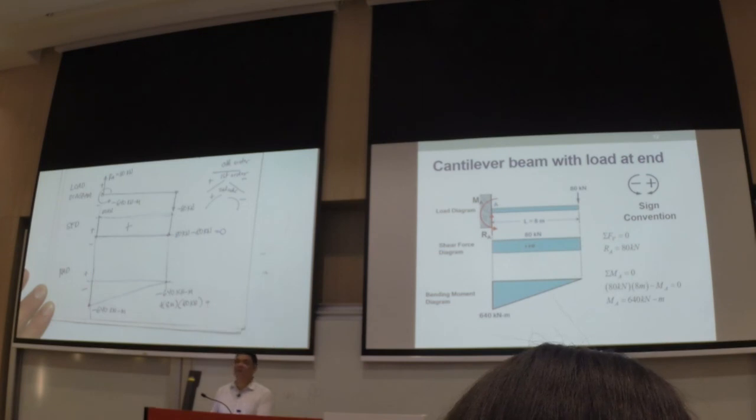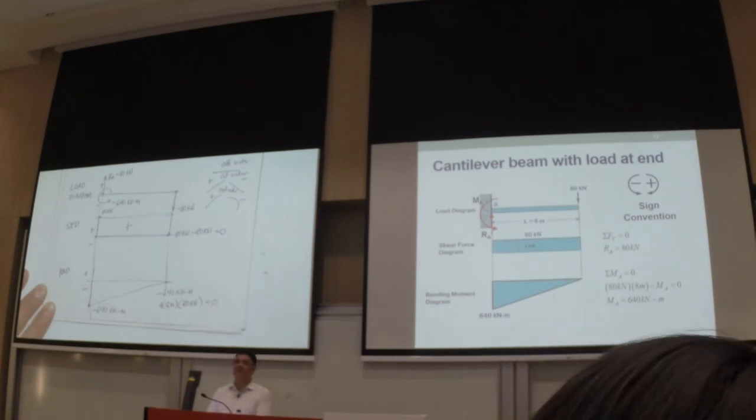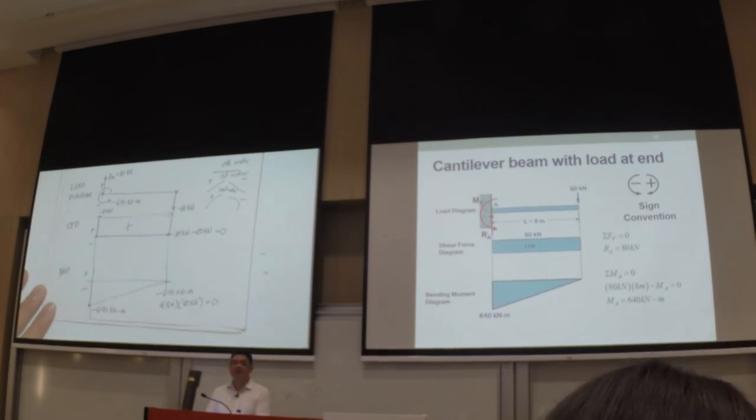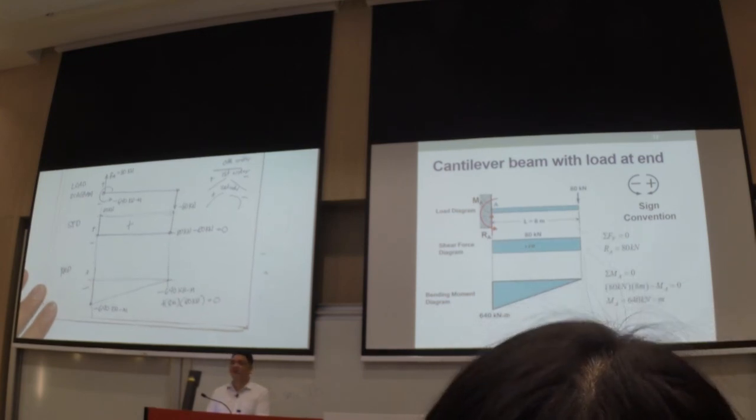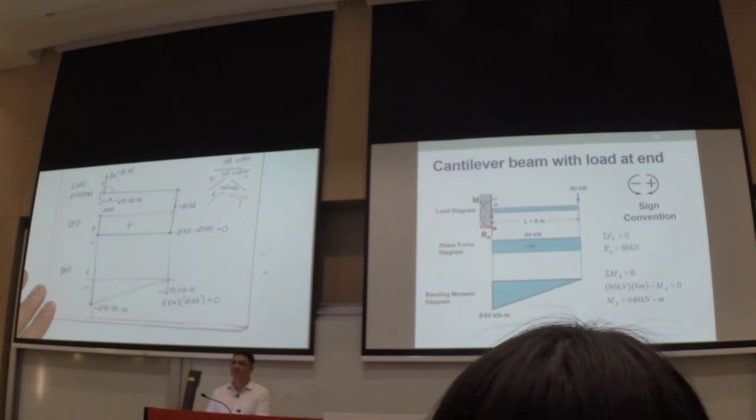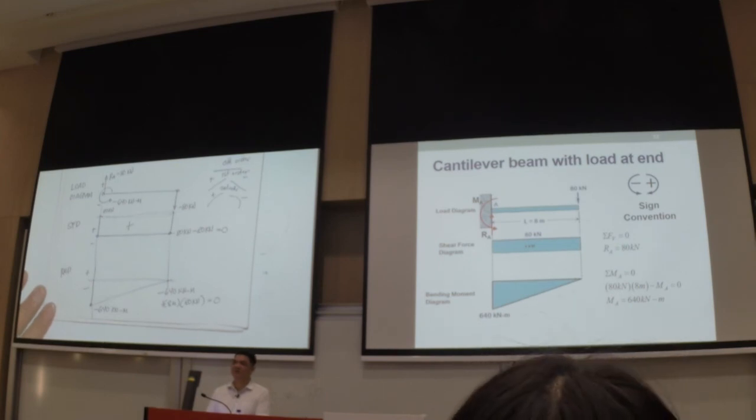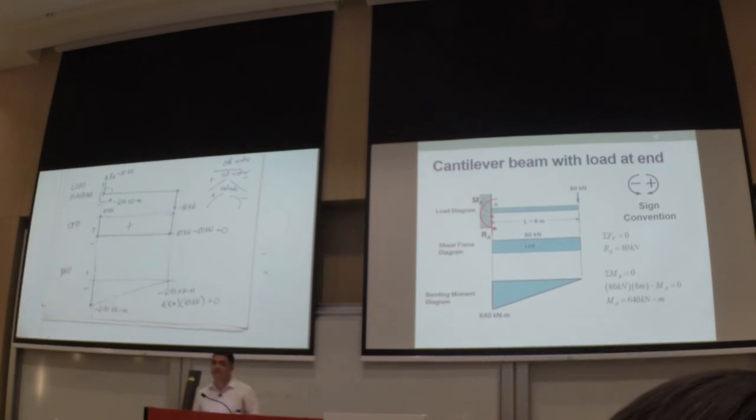So we have now this one to be 0. Again, it's 0. Why? Because we satisfy the condition for static equilibrium. One way of checking your answer. So your maximum moment will be this one here, 640 kilonewton meter.